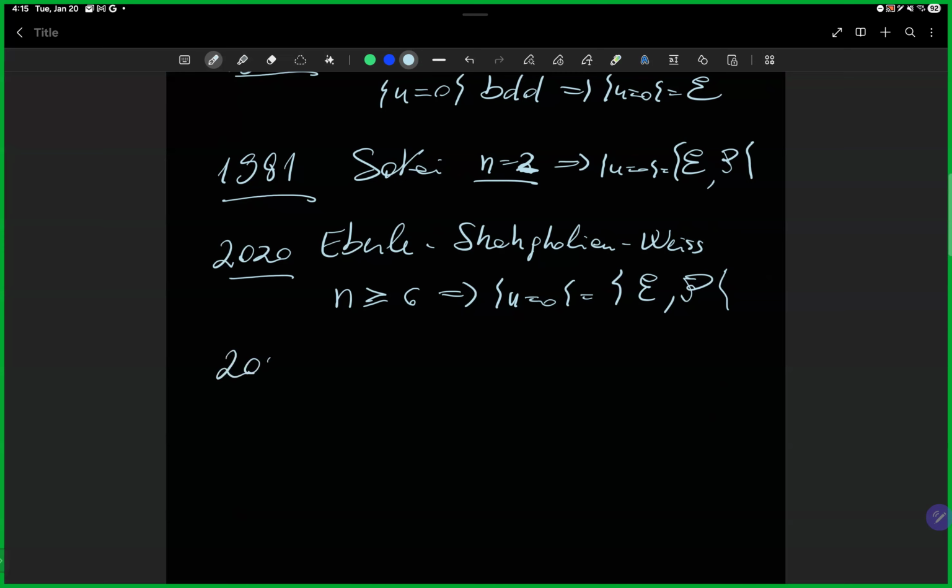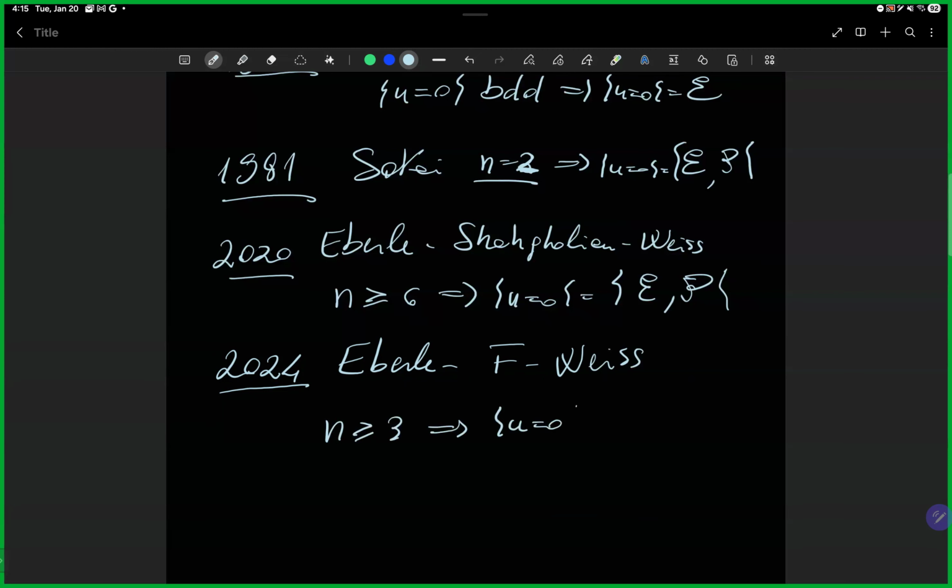And finally, in, I would say, 2024, Eberl, myself, and Weiss proved that if n is greater or equal than 3, then {u = 0} is either an ellipsoid or a paraboloid, or of course the trivial extension where you add fake variables. And that's it. This shows that you cannot have anything else. So the full classification is now closed.